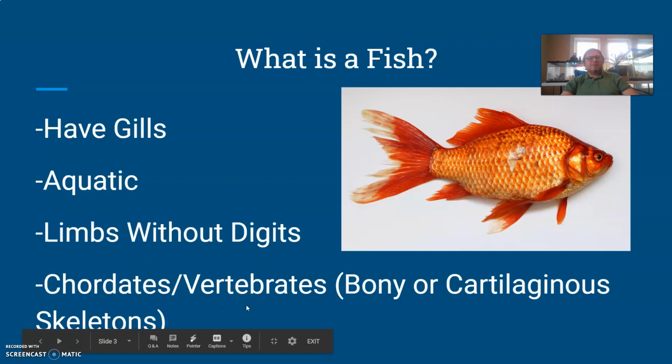There are a lot of animals that have fish as part of the common name that we refer to them as. So just because an animal has the word fish in its name doesn't necessarily mean that it is a fish. Be really careful about looking for all of these features, and you'll know whether or not you have a fish. So I hope this helps clear up what we're talking about exactly when we're talking about a fish.